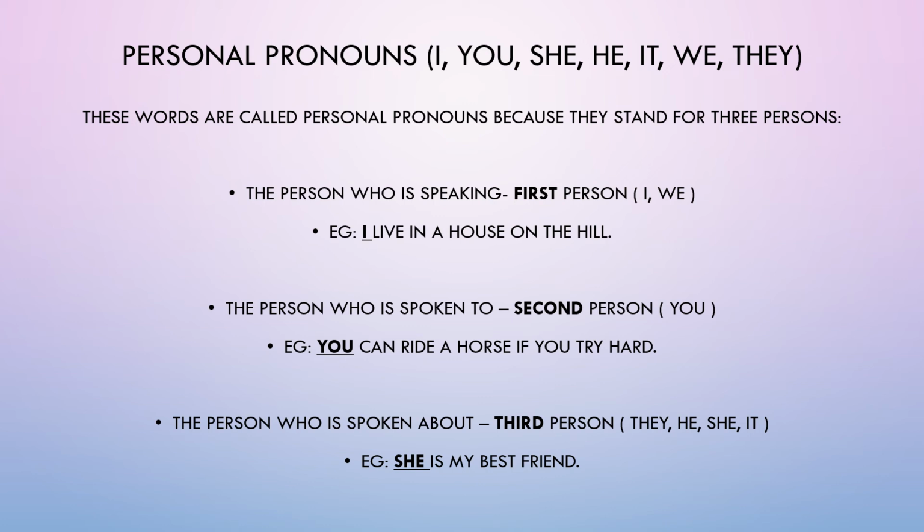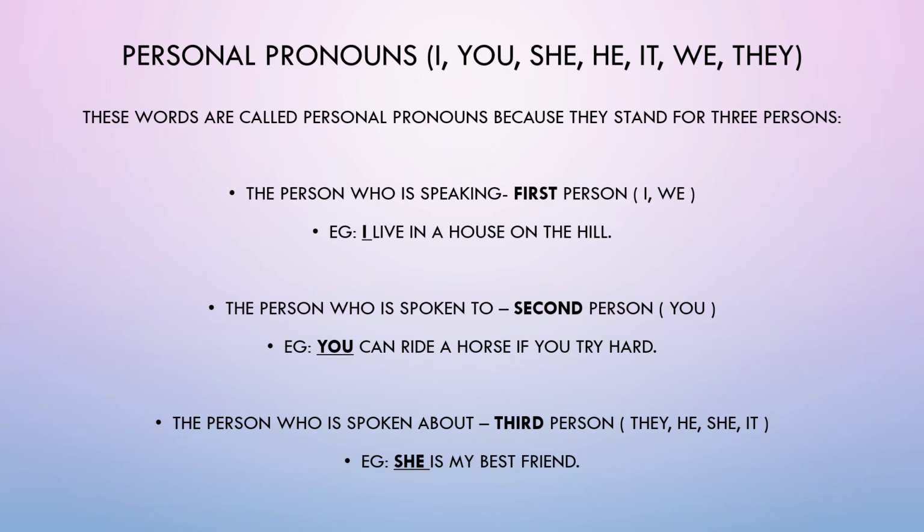The first one is the person who is speaking. That is I. Or maybe I'm with someone, so we are talking to you. So either me or we becomes the first person. I live in a house on the hill. The person who is spoken to, whom am I talking with? Whom are we talking with? You. So you become the second person. You can ride a horse if you try hard.